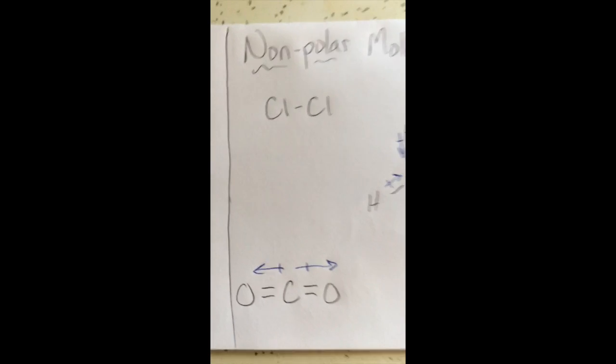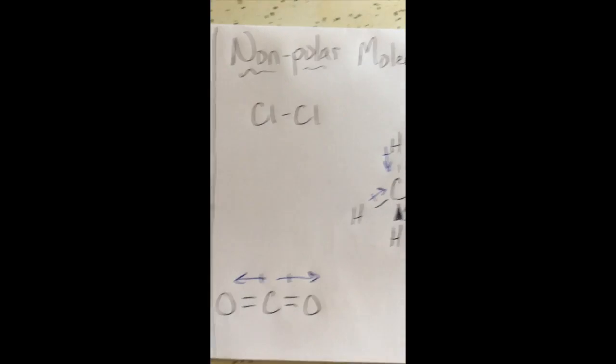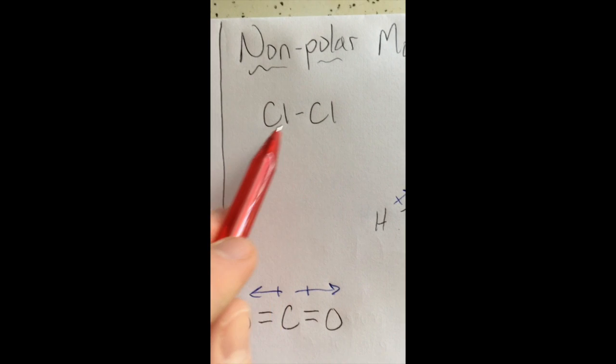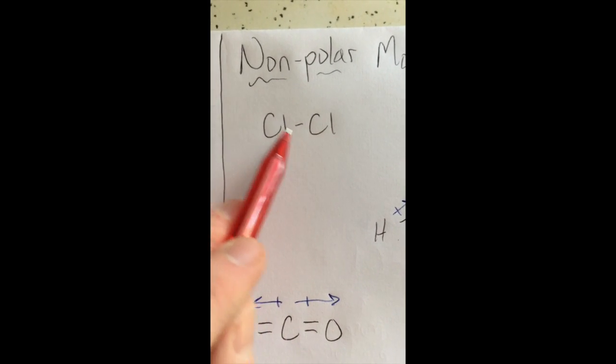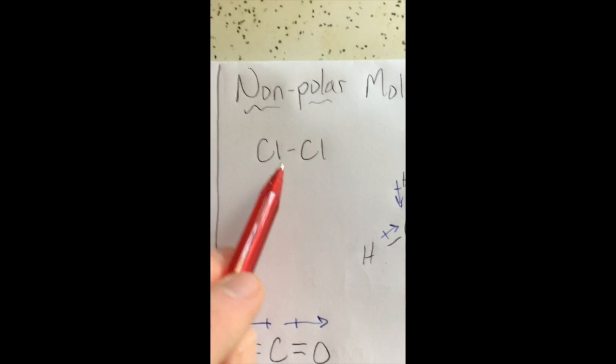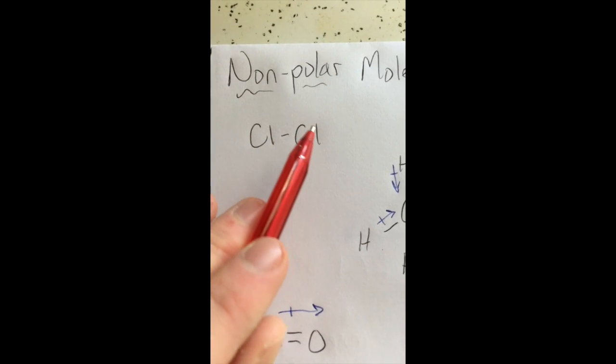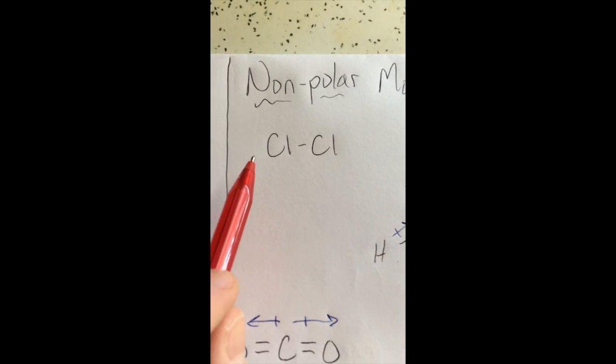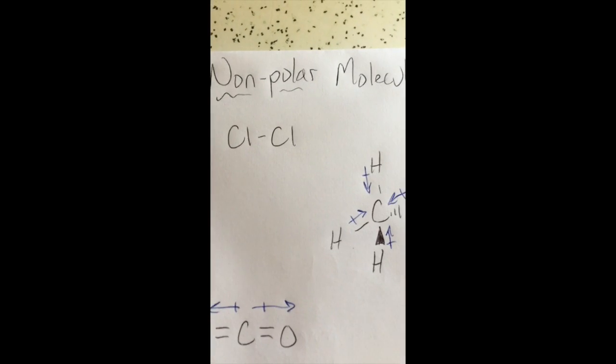So nonpolar molecules, just like nonpolar bonds, have the same electronegativity, so there's no imbalance in charge here. So there are no poles, it's nonpolar. It is just evenly distributed. There's no partial positive or partial negative. It just is nice and neat.